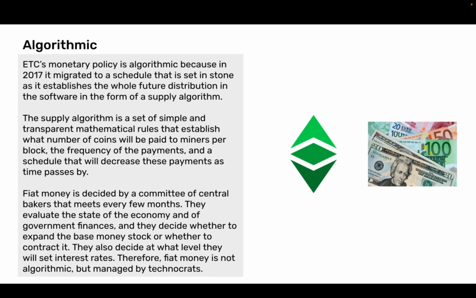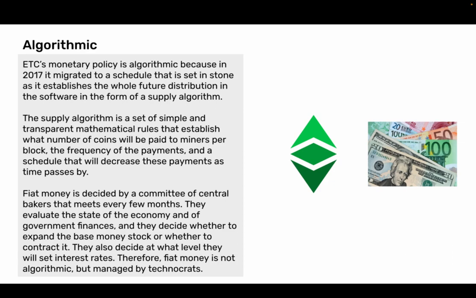The supply algorithm is a set of simple and transparent mathematical rules that establish what number of coins will be paid to miners per block, the frequency of the payments, and the schedule that will decrease these payments as time passes by. Fiat money is decided by a committee of central bankers that meets every few months.